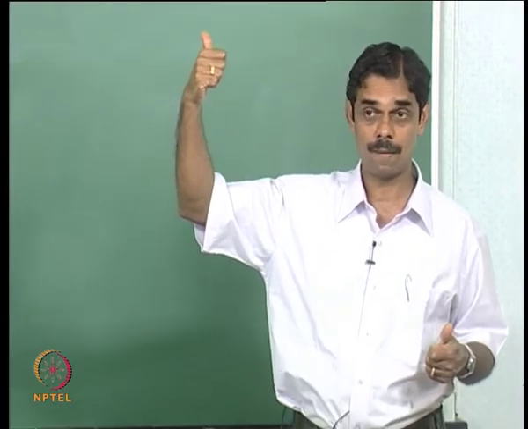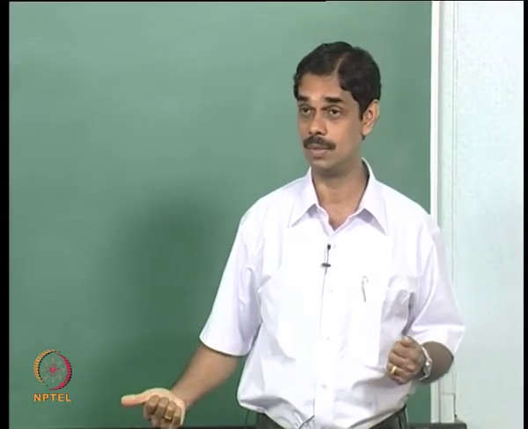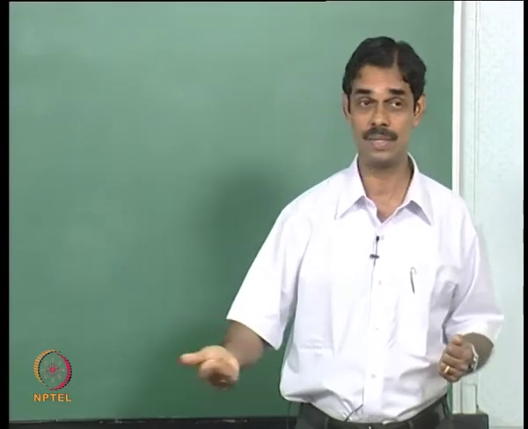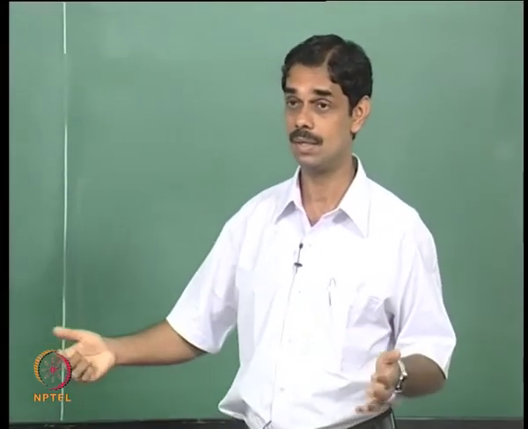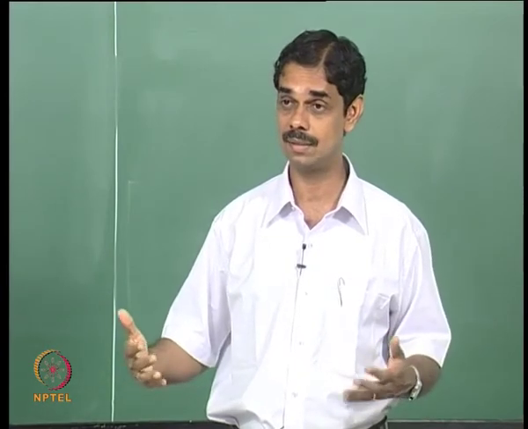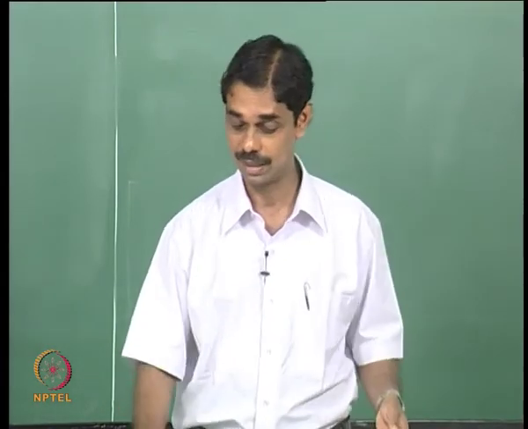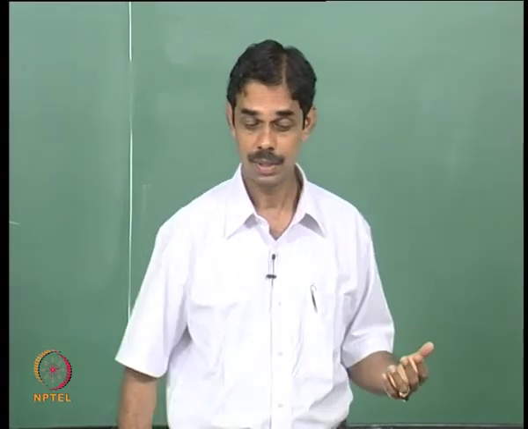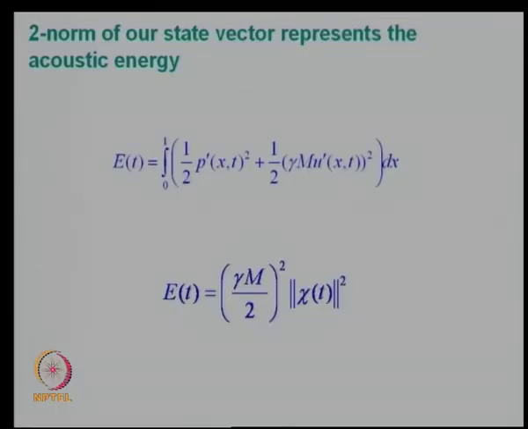So there is no perfect answer to what norm you should use. In this problem it is kind of obvious: use acoustic energy. But it is not at all that obvious for many complicated problems. The basic thing is, what you make is what you get. In this case the 2 norm for the state vector represents the acoustic energy. I hope this is clear. Acoustic energy goes like pressure squared plus velocity squared.